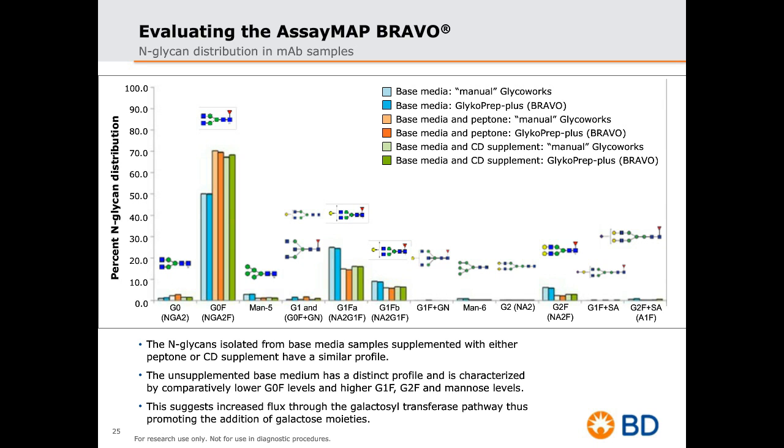The unsupplemented base media has a distinct profile, as you can see when you compare the blue bars. And it's characterized by comparatively lower G0F levels. G0F is the highest peak or bar on this chart, and it's also characterized by higher G1F and G2F levels. This suggests an increased flux through the galactosyl-transferase pathway, which promotes the addition of galactose moieties. The unsupplemented medium is also characterized by greater levels of mannose-containing glycans.